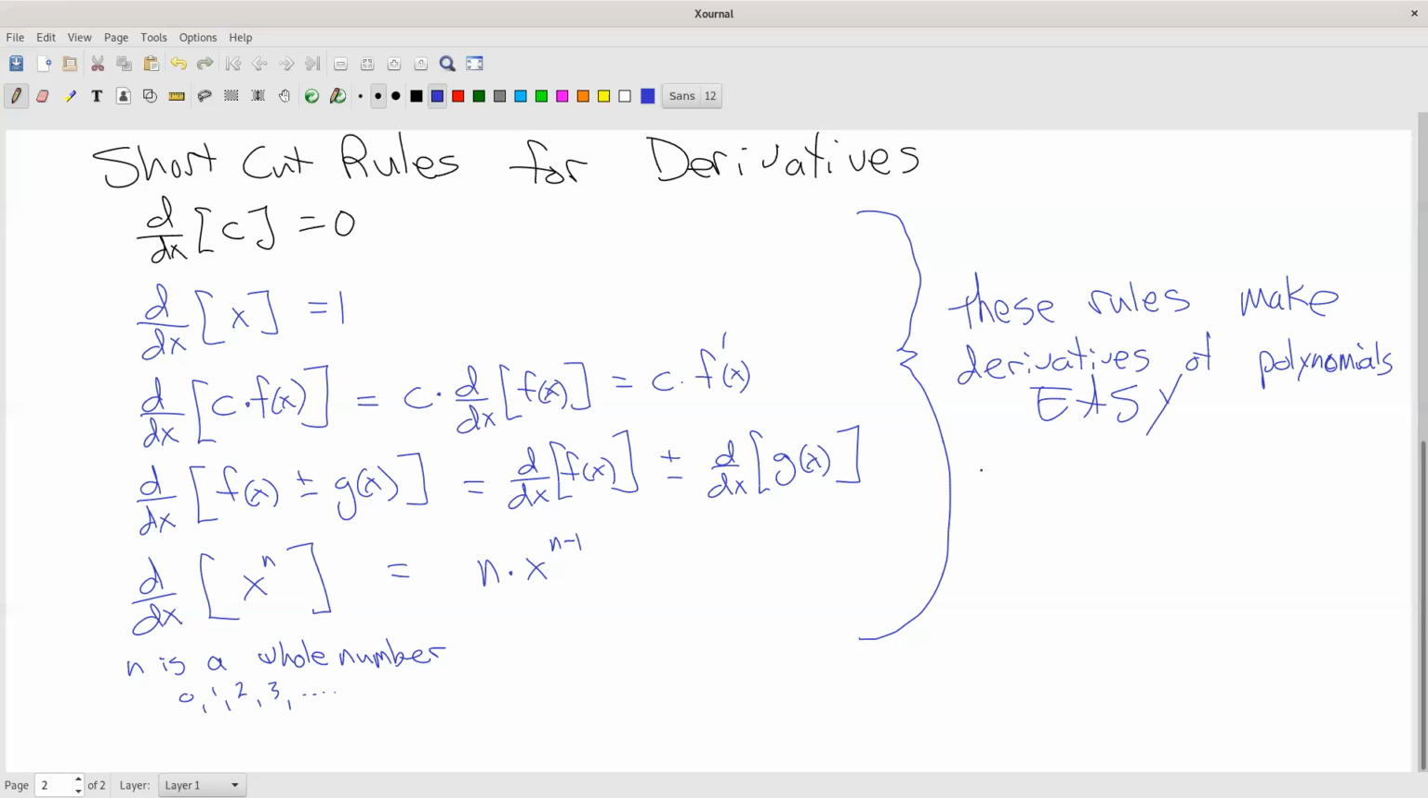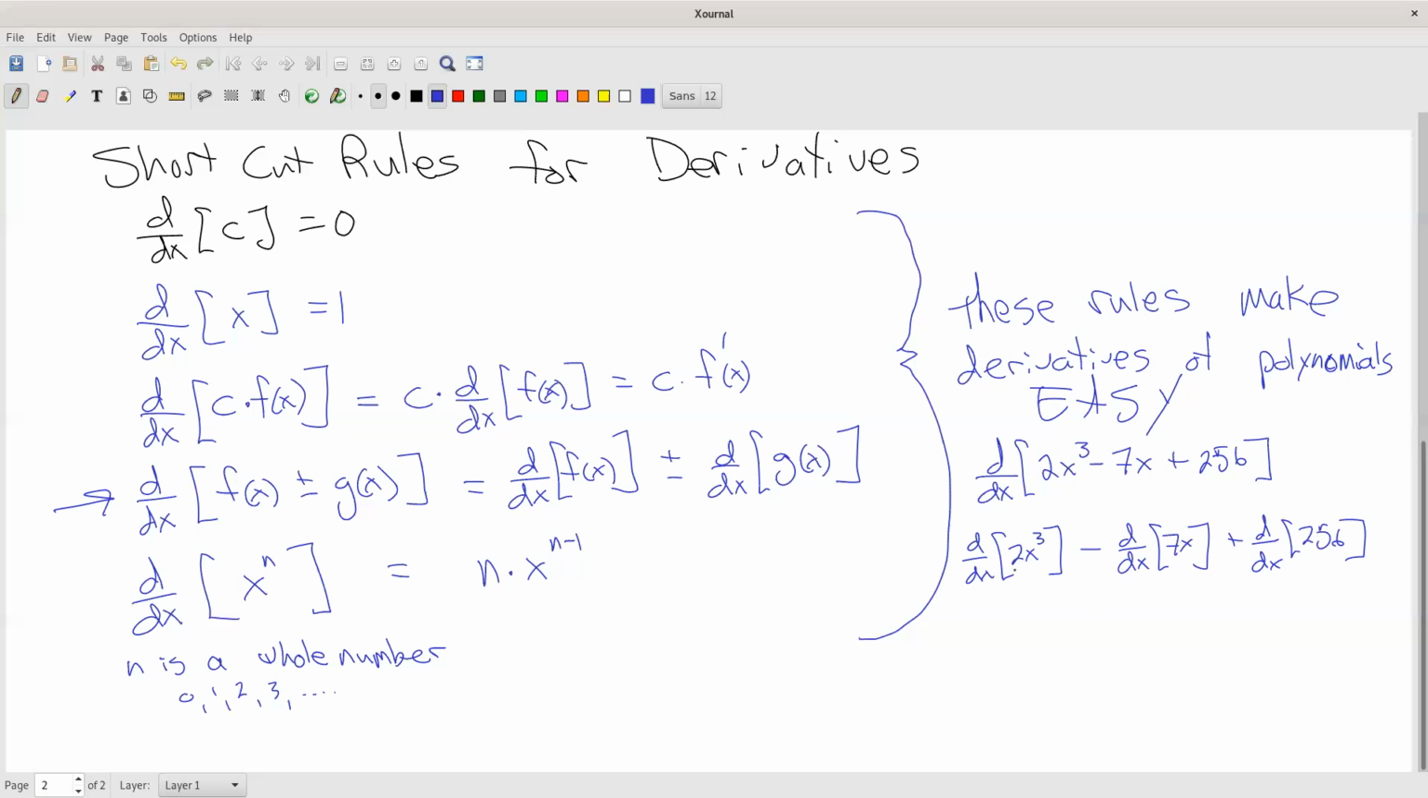So for example, let's do one right here and right now. If we wanted to take the derivative with respect to x of the function 2x to the third power minus 7x plus 256, we have a rule that says if you take the derivative of a sum or a difference, you can just break it up into individual derivatives. So this becomes the derivative of 2x to the third minus the derivative of 7x plus the derivative of 256.